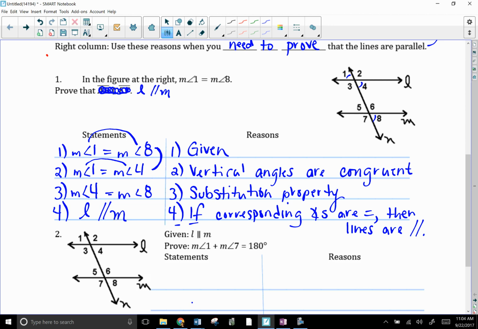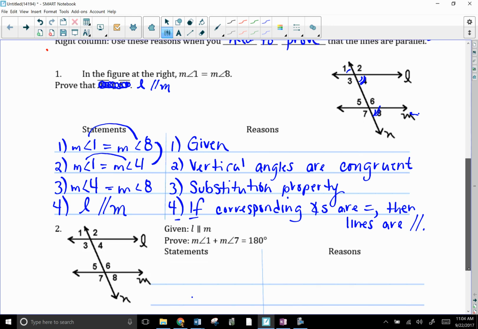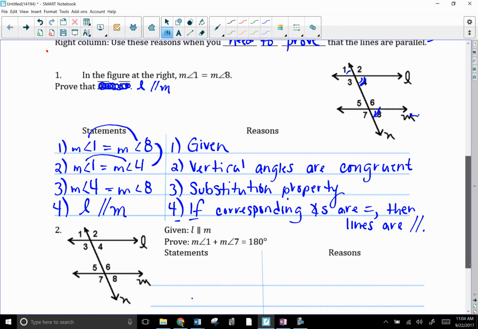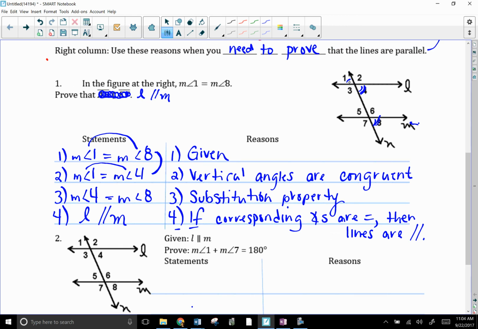And that is how you use that reverse, that converse statement. I wasn't given that they were parallel. They wanted me to show that. I did that by getting to a point where I recognized some congruent angles that had a name. Okay? Now, one of the things we just noticed is that if 1 equals 8, the lines are parallel.